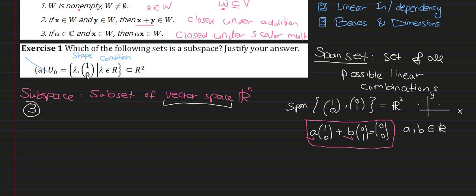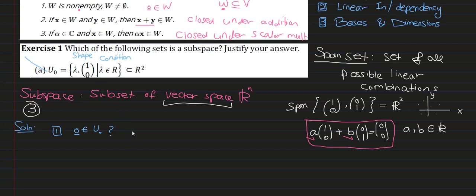So now lambda times (1, 0), we need to apply the first condition of non-empty set. So we test the 0. Does the 0 exist in that U0? This is what we are seeking. Is the 0 vector in it? U0 is of vectors of 2 elements, right, of R2. So it means that this 0 here is the 0 vector of 0 and 0. Does the vector (0, 0) belong to U0? Let's see a value that can make it belong to it.